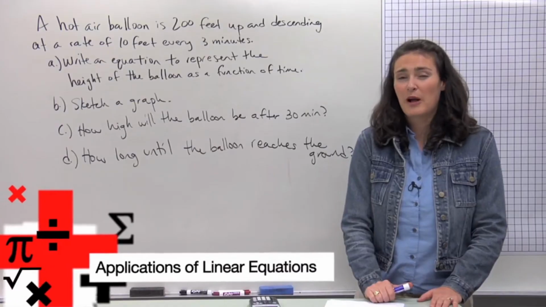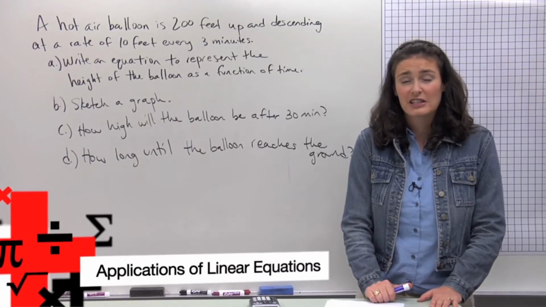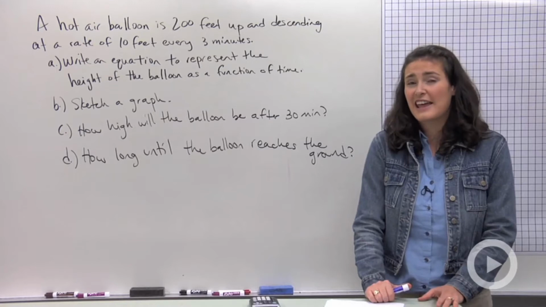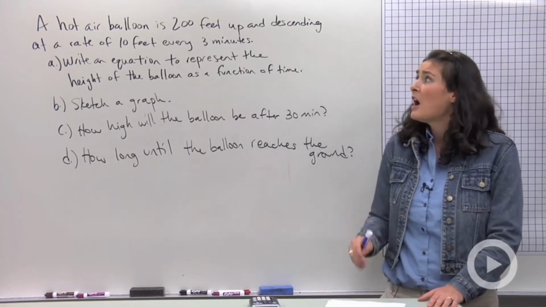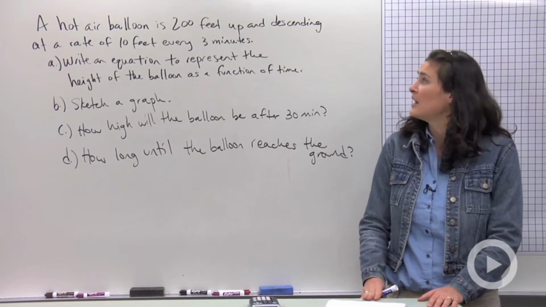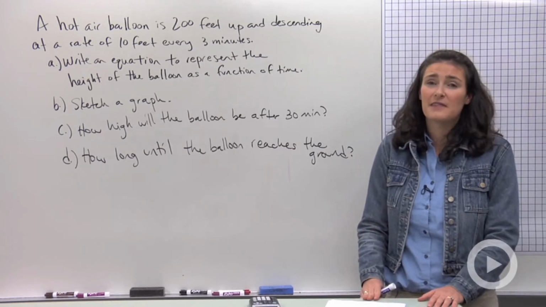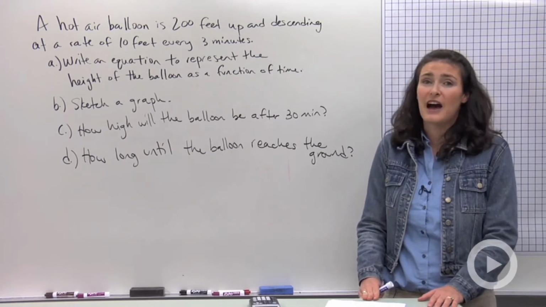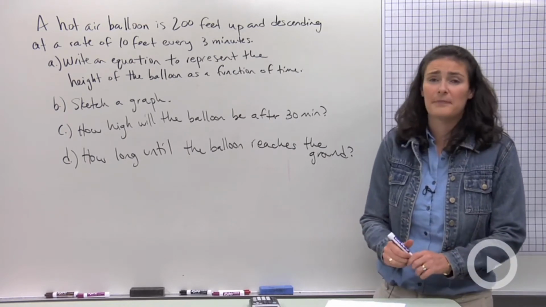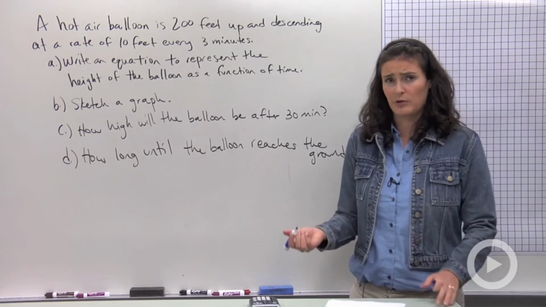This is a kind of tricky word problem that has to do with a linear equation, because not only do you have a negative slope, but you also have a fractional slope. Here's what I mean. A hot air balloon is 200 feet up and descending at a rate of 10 feet every 3 minutes. Write an equation to represent the height of the balloon as a function of time. Let's do that piece first before we move on.